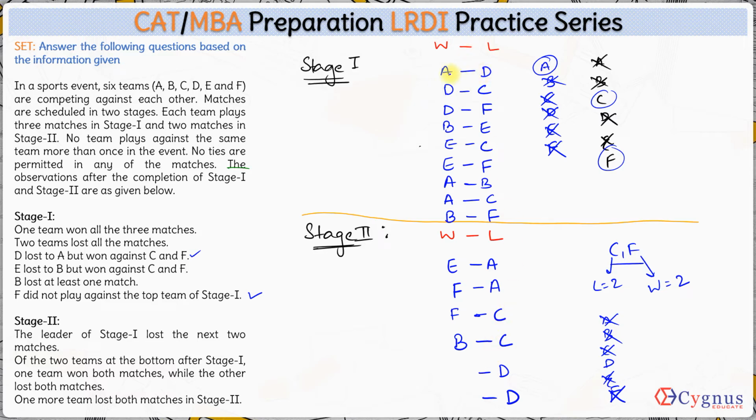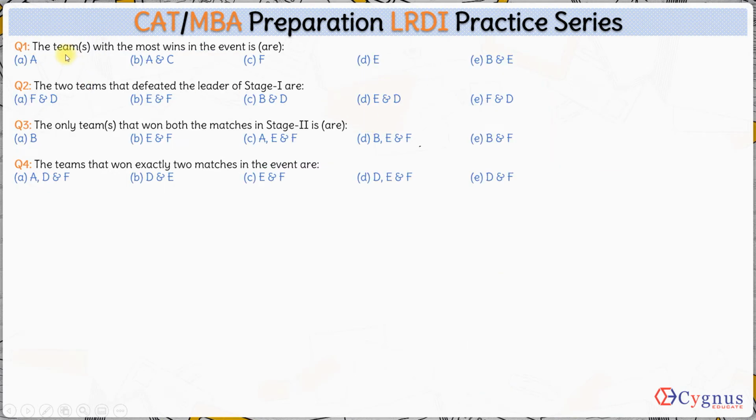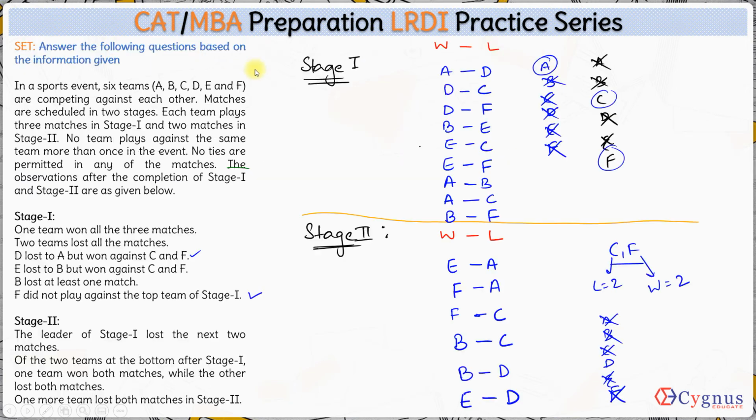Now D is going to play versus whom? D has played with A, C and F. So D still has to play with B and E. So this is going to be B and E over here. B is going to win versus D, and E is also going to win versus D. Okay. Now let's look at the questions. The first question is, which team or teams won the most number of matches in the event? So let's try to figure that out.